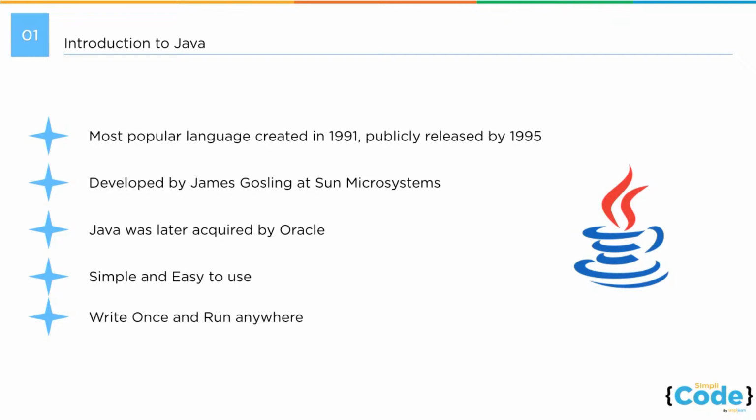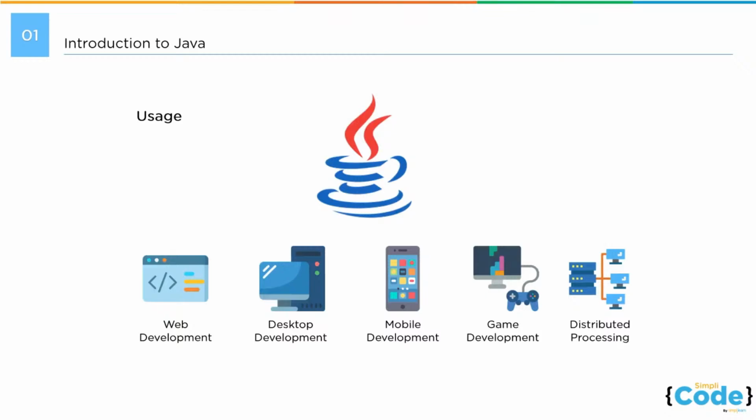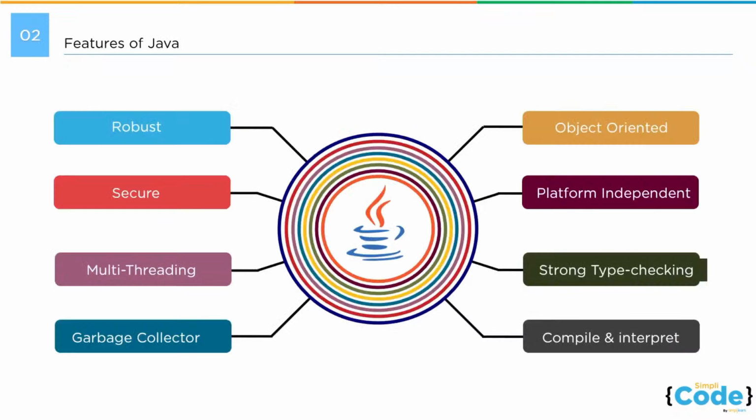Java is very simple and easy to use, and we will look at different aspects of how it is easy and simple to use. It's a write once, run anywhere type of programming language. Again, we will look at details into this particular concept as well. And when we talk about the usage of Java, you can use it to build web applications, mobile applications, desktop applications, even command line applications. And at the same time, you can also use it to build complex applications like gaming applications, building microservices, or building distributed computing, etc. Let's talk about the features of Java.